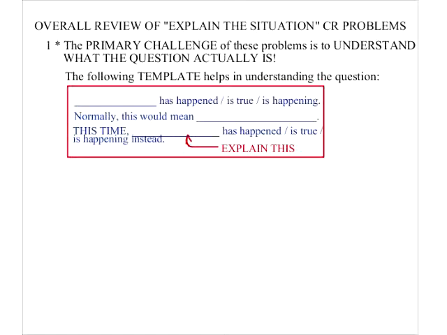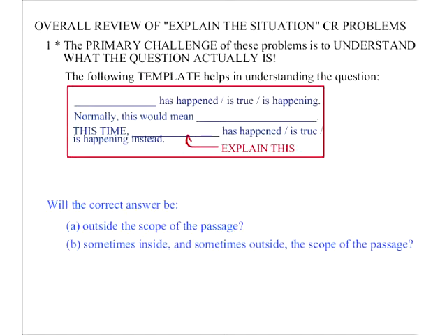What do you guys think? Do you think that the correct answer to these questions will be A, outside the scope of the passage, B, sometimes inside and sometimes outside the scope of the passage, or C, always inside the scope of the passage?